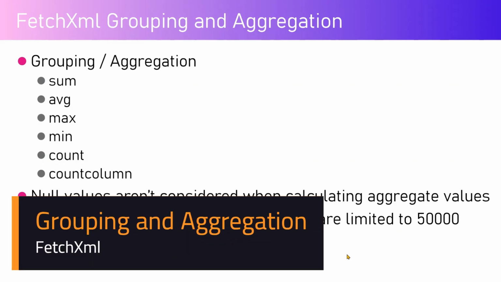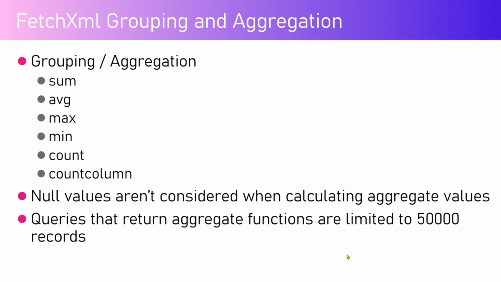In this video, I'll show you how to perform a grouping and aggregation within FetchXml. Now, there are options which are available to perform grouping and aggregation while using the FetchXml query. You can perform a sum, average, max, min, count column, using the FetchXml grouping capability.